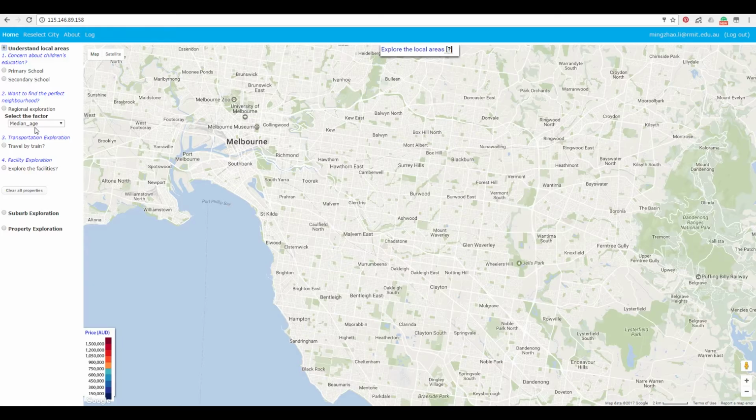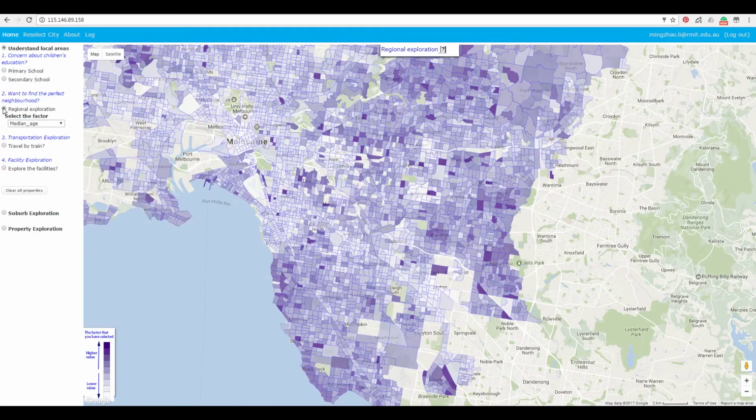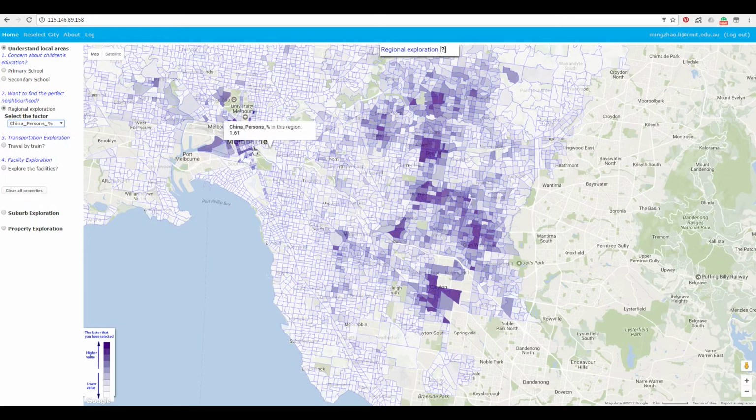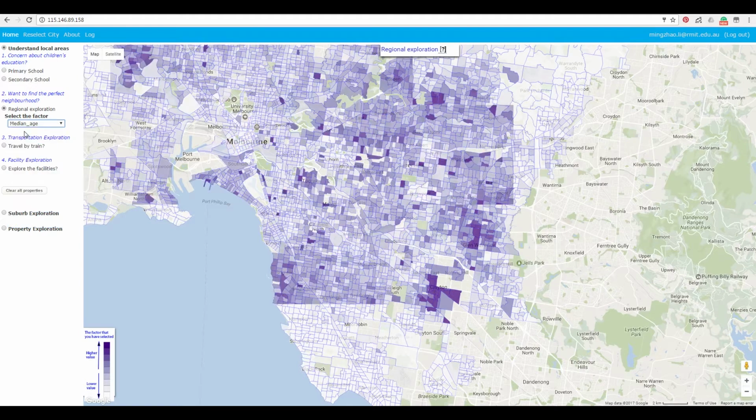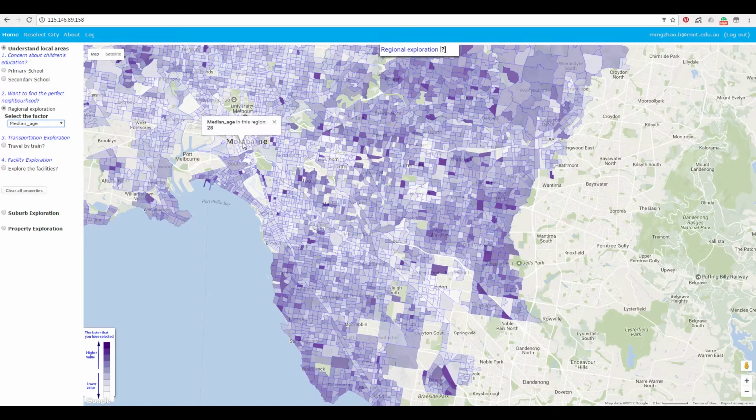He first went to regional exploration, and selected percentage of Chinese residents from the drop-down box. He identified 4 main regions where there were more Chinese residents: Melbourne CBD, Box Hill, Glen Waverley, and Clayton. He then selected the median age and found that Melbourne CBD and Clayton had more young people living there. Considering his parents' age, he chose Box Hill and Glen Waverley as 2 candidate suburbs.